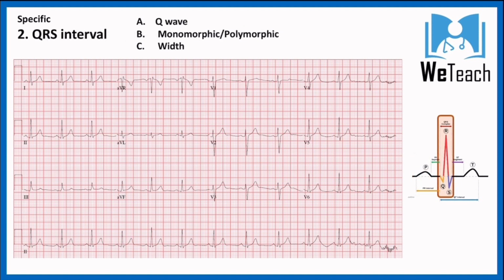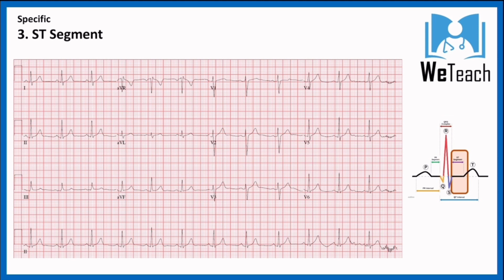Then for QRS interval, report if there are any pathologic Q waves, if it's monomorphic or polymorphic, and the width of the QRS complexes. QRS, so 3 letters, and that's why it shouldn't exceed 3 small boxes. Now for ST segment, report if there's any ST depression or elevation and in what leads.